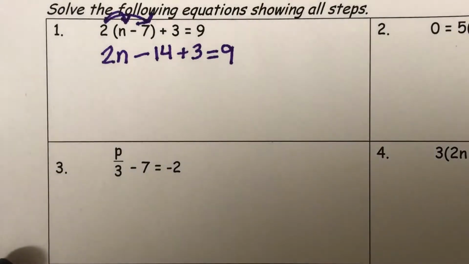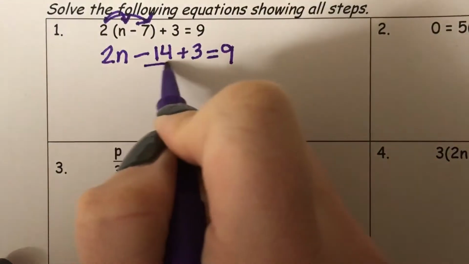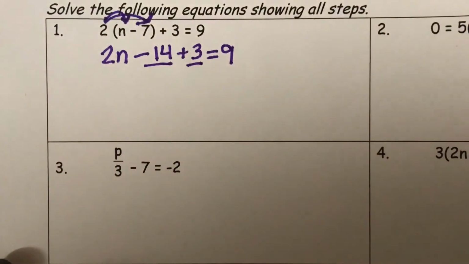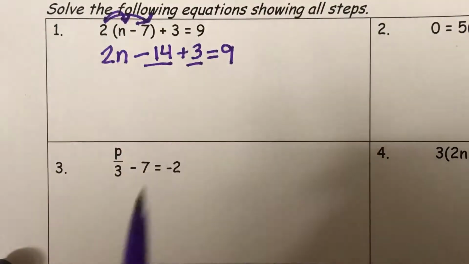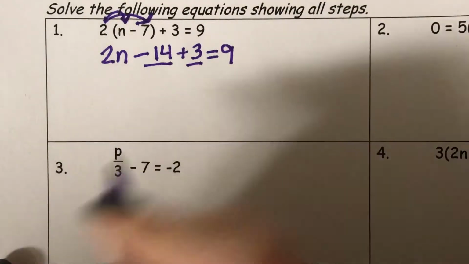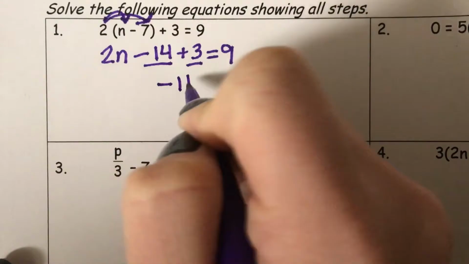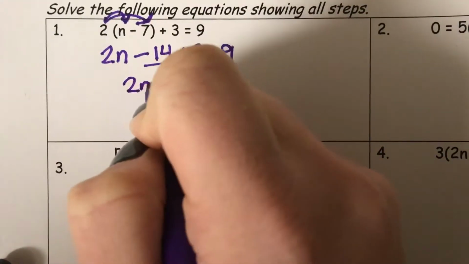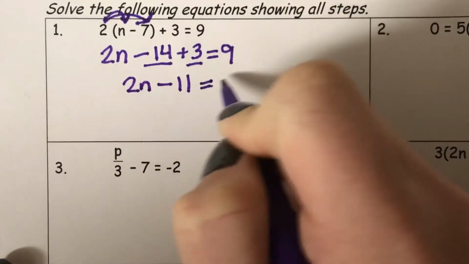Okay, so then we have to combine like terms. So we have a negative 14 and a positive 3. So by our integer rules, a negative 14 plus a positive 3, different signs, so we find their difference. So we're left with negative 11, so 2n minus 11 equals 9.